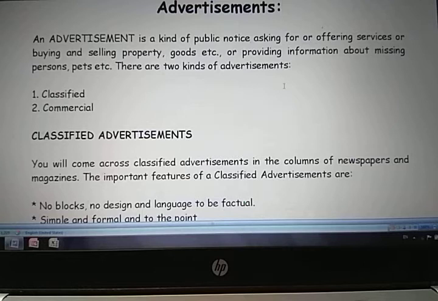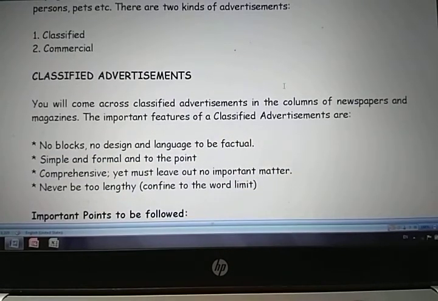You will come across classified advertisements in the columns of newspapers and magazines. The important features of a classified advertisement are what? You see, no design, no blocks, a small one, only up to the point. Up to the point, because you should remember, each word counts. Suppose if your advertisement is below 50 words, then rate would be different. If it is more than 100 words, it would be different.